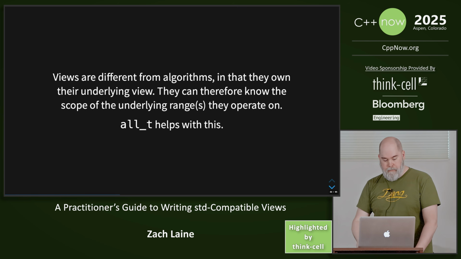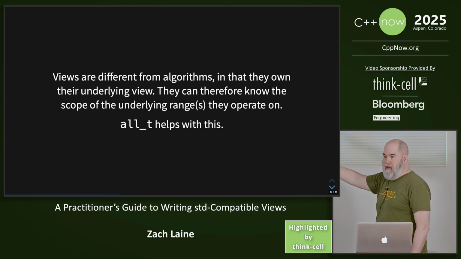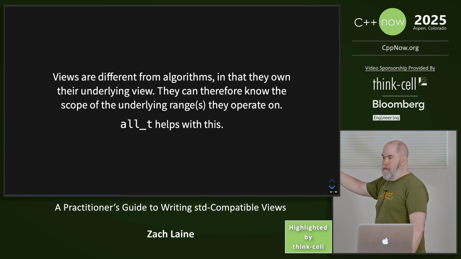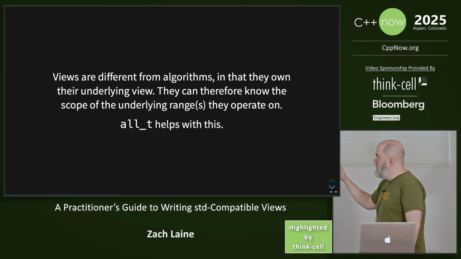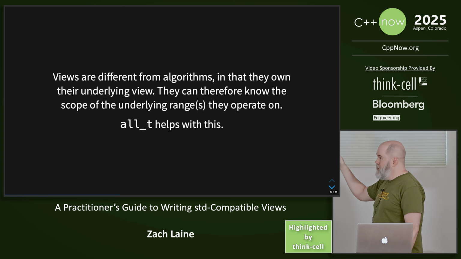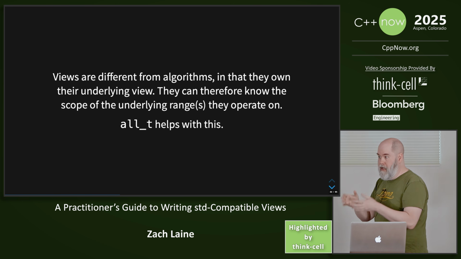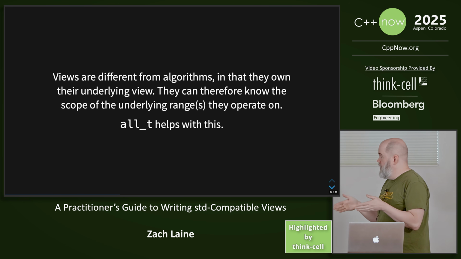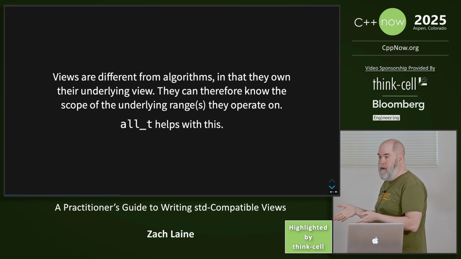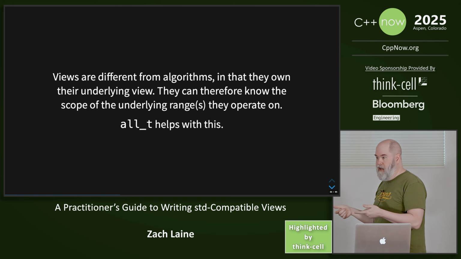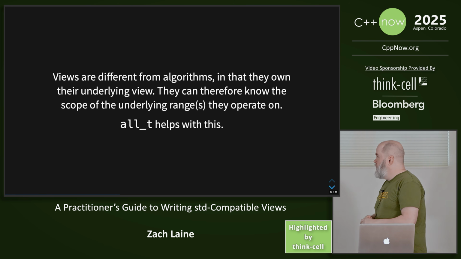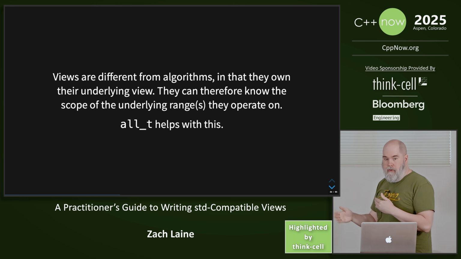Okay, so the reason I said all that is because views are different from this. If you're used to thinking in terms of the way std ranges algorithms do things, views actually take the view that they adapt and they become a data member. So it knows the scope and the lifetime of that data member because it's within its own lifetime for any particular view. So they don't have to do these kinds of things.